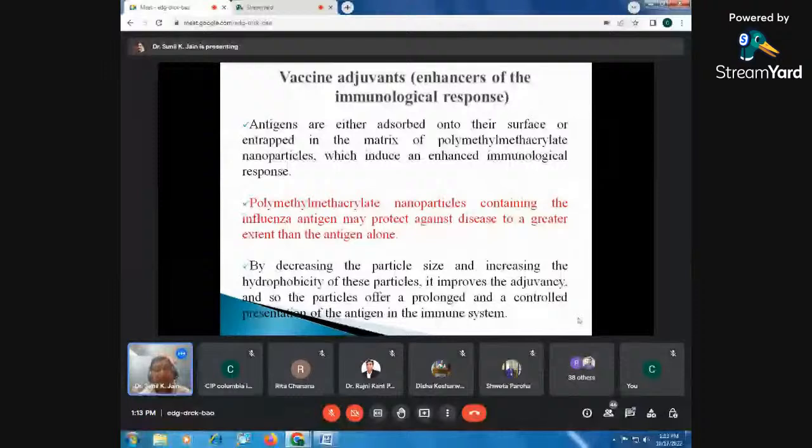By decreasing the particle size and increasing the hydrophobicity of these particles, the adjuvancy improves, and the particles offer a prolonged and controlled presentation of the antigen to the immune system.